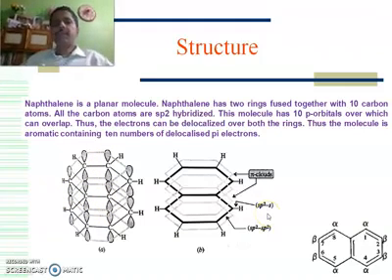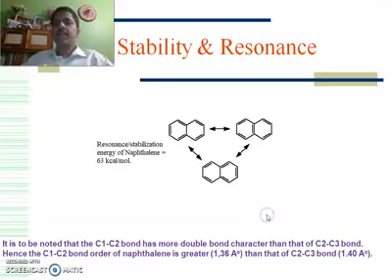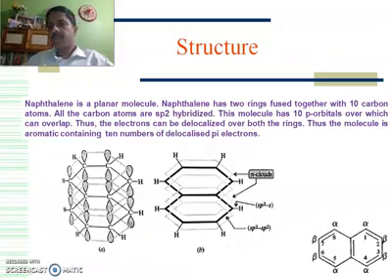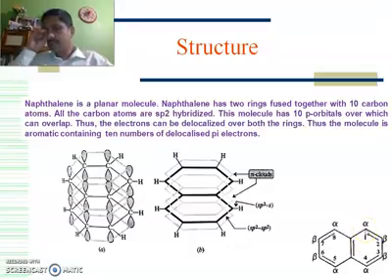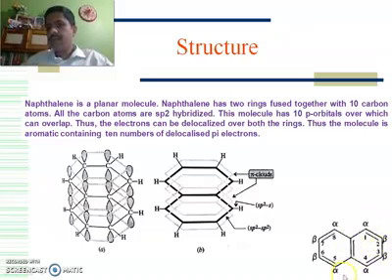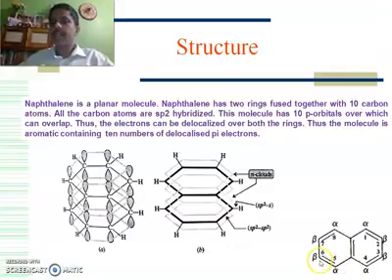Now, another interesting feature regarding the structure of naphthalene is that two types of positions are here. The numbering should be noted. This is number 1 carbon, known as alpha carbon. This is number 2, number 3, 4. Then leave the fused carbons, and this is number 5, 6, 7, 8. So 8 different carbon atoms, and these two are the fused carbons.